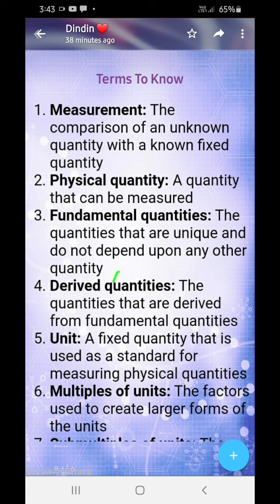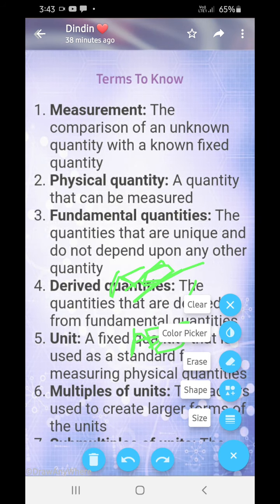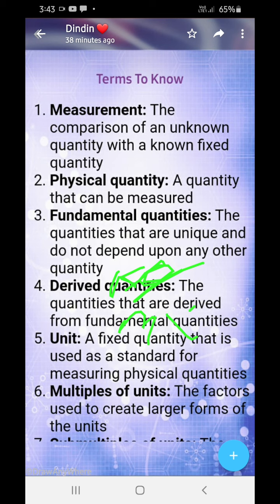Okay, kg is a fundamental quantity, and meter into meter gives meter square, a derived quantity. What is a unit? A unit is a standard used for measuring physical quantities. Okay, if you measure, unit is a fixed quantity as a standard used for measuring physical quantities. That just now I told you. Now, what is a physical quantity? A numerical value into a unit is a physical quantity.